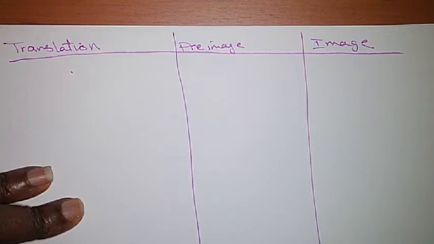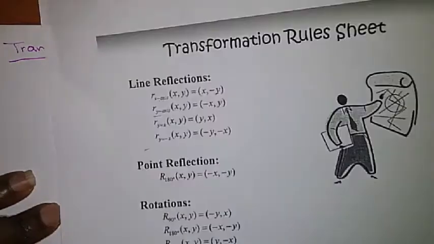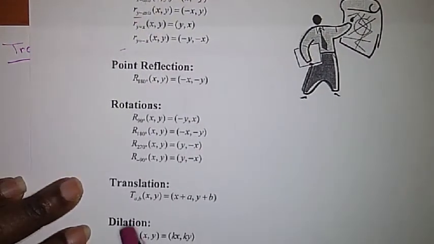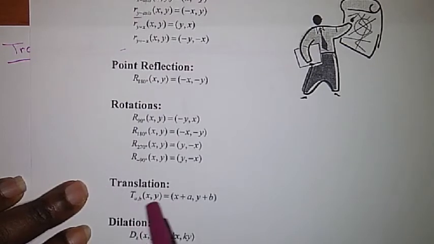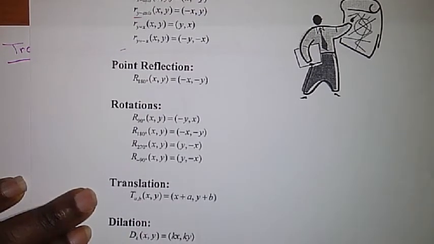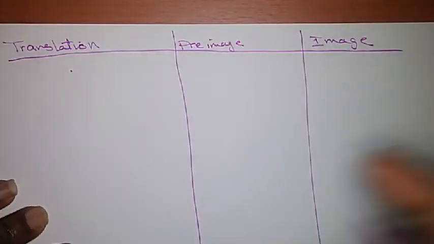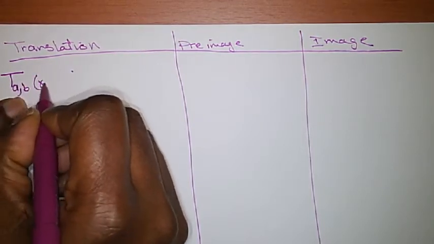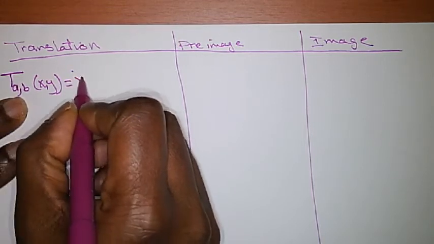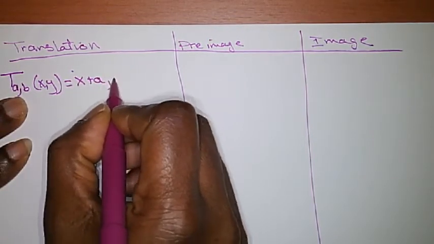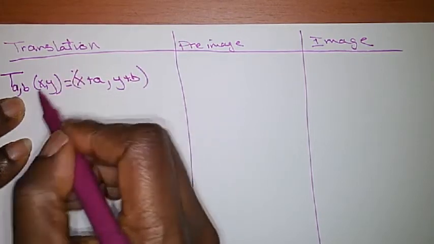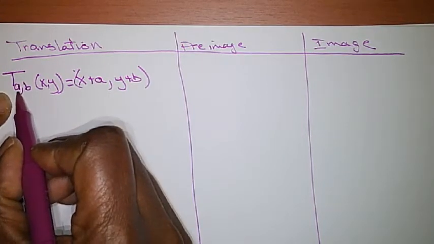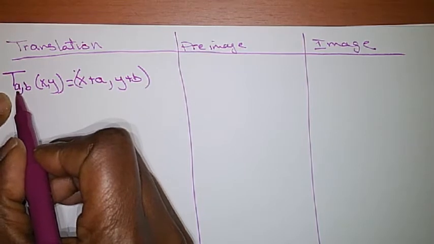So I'm going to grab my worksheet rule sheet. So this is my transformation rule sheet. I am going to the section where it says translation. I see my formula. I'm going to grab it and put it on my paper. So this is my translation. This is how my translation is going to be done.